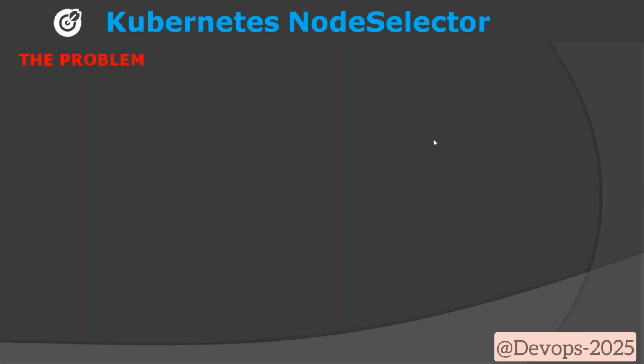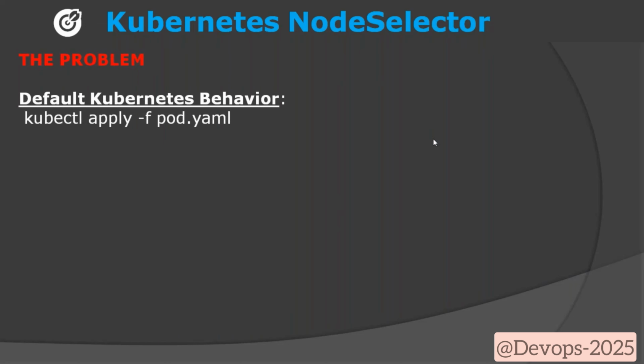Imagine you have a Kubernetes cluster with three nodes. Node 1 is a regular server, node 2 is a server with SSD storage, and node 3 is a test server. Now, when you run kubectl apply -f pod.yaml, what happens? Kubernetes is a smart and automatic scheduler. The scheduler looks at all the available nodes, checks which one has free capacity or resources available, and creates the pod there, right?